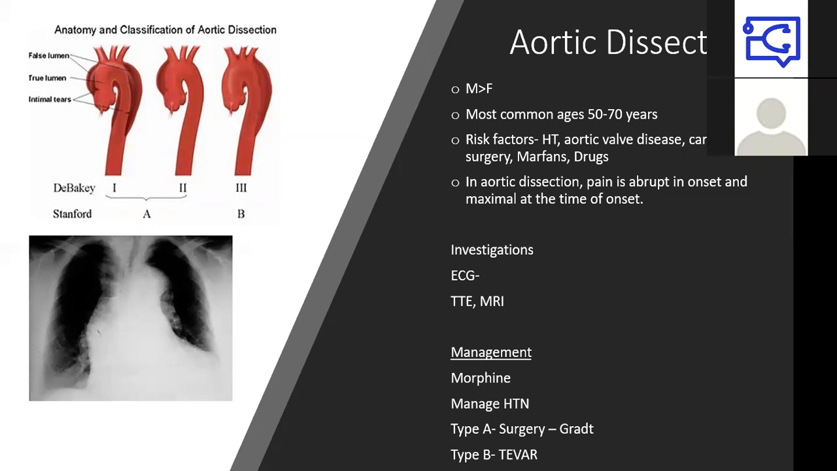Now, typical aortic dissection is different from an MI. With an MI, the pain occurs over minutes, and then it gets to its peak. That's why you get the typical history of 30 minutes of chest pain, for instance. Aortic dissection is like the subarachnoid of the chest. Very painful, and it's maximal at the time of onset. Usually interscapular, is how it's described.